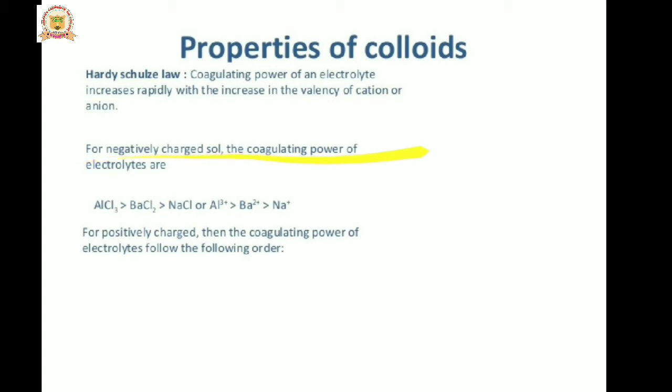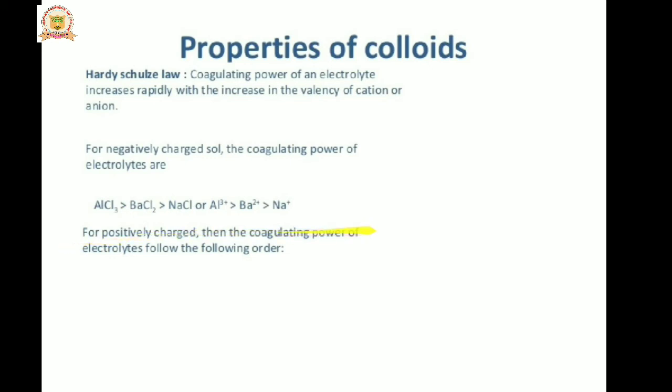For a negatively charged sol, the coagulating power of the electrolytes is like this. For example, if the electrolytes are aluminium chloride, barium chloride or NaCl, which one has the highest charge? Al3+, Ba2+, Na+. In that, Al3+ has the highest valency. So this one has the highest precipitation power and the highest formation of coagulation.